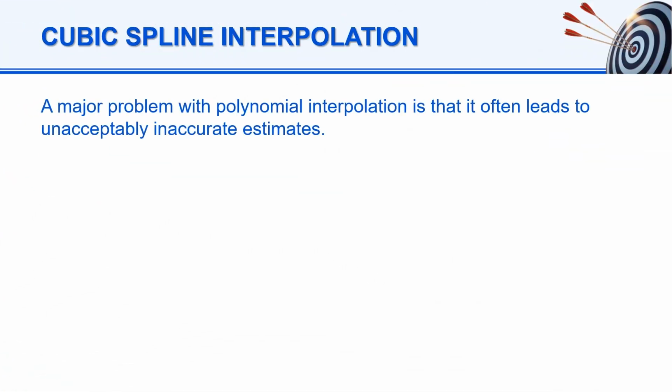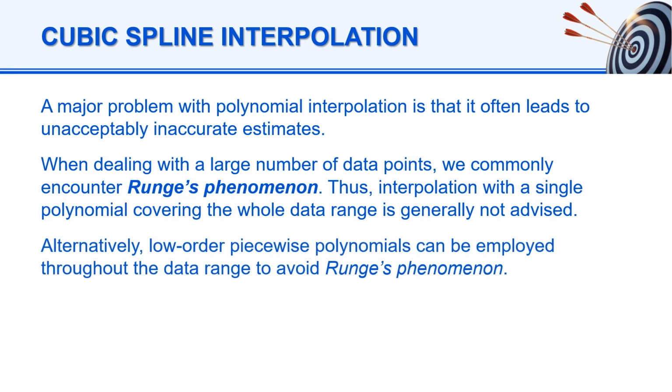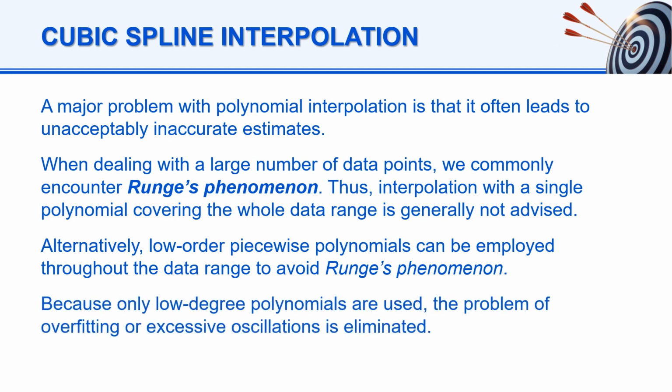A major problem with polynomial interpolation is that it often leads to unacceptably inaccurate estimates. When dealing with a large number of data points, we commonly encounter Runge's phenomenon. Thus, interpolation with a single polynomial covering the whole data range is generally not advised. Alternatively, low-order piecewise polynomials can be employed throughout the data range to avoid Runge's phenomenon. Because only low-degree polynomials are used, the problem of overfitting or excessive oscillations is eliminated.